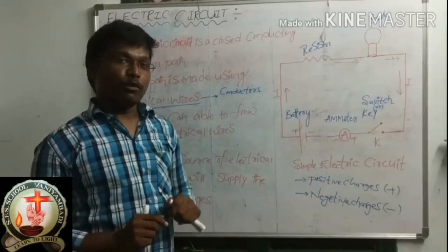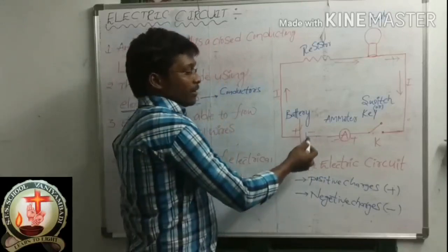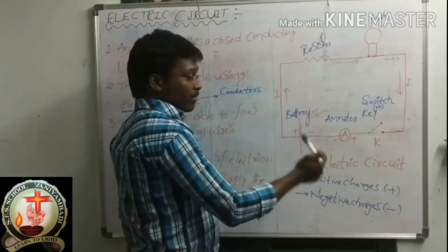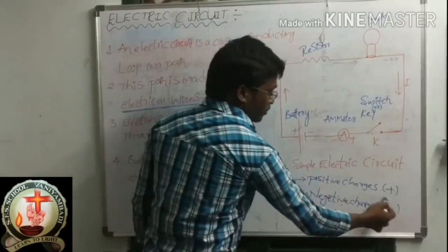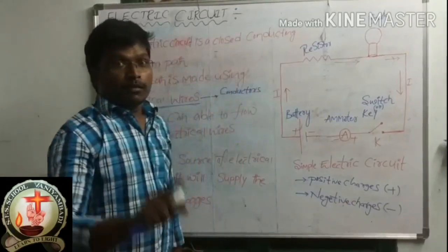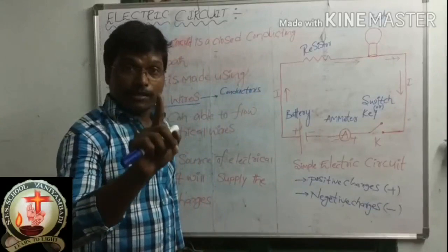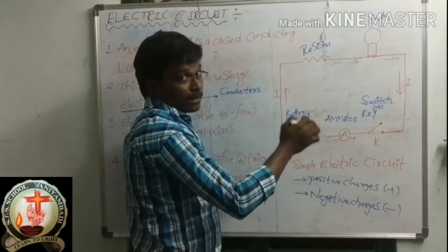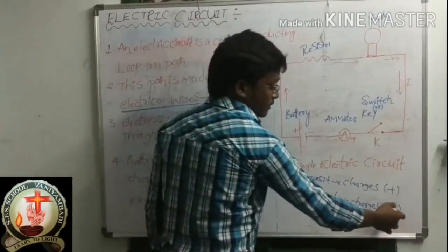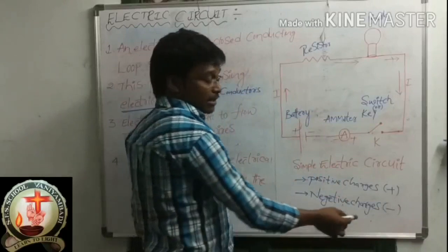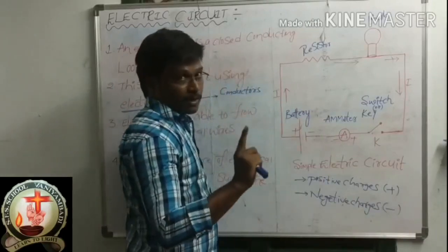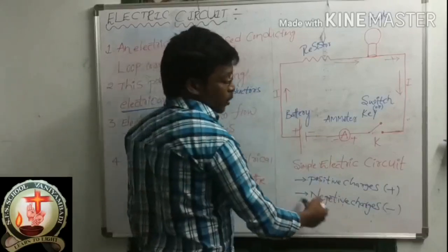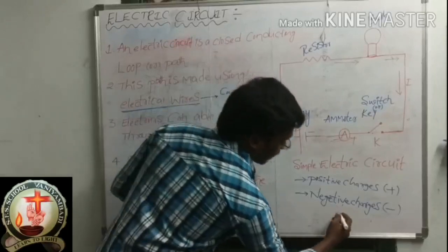I would like to tell you one more point. This negative terminal, what is it giving, what is it producing? Negative charges, correct? Another name of the negative charges is electrons. This negative terminal of the battery is giving negative charges, and negative charges we can denote as the symbol minus. But another name of the negative charges is electrons.